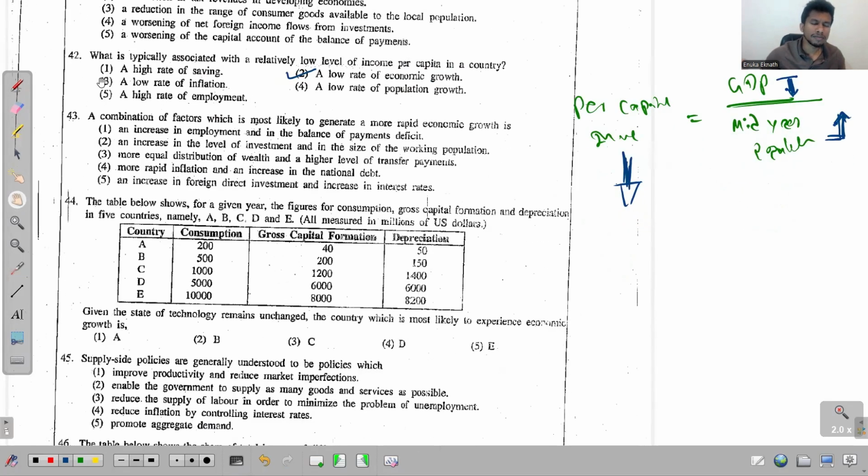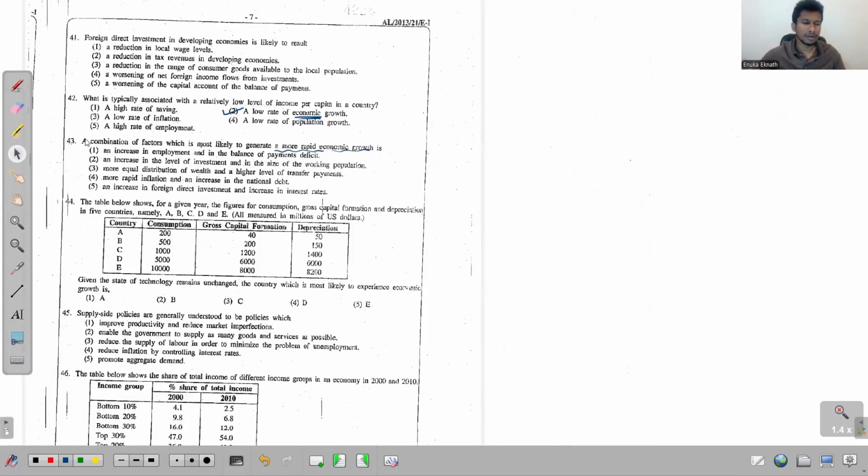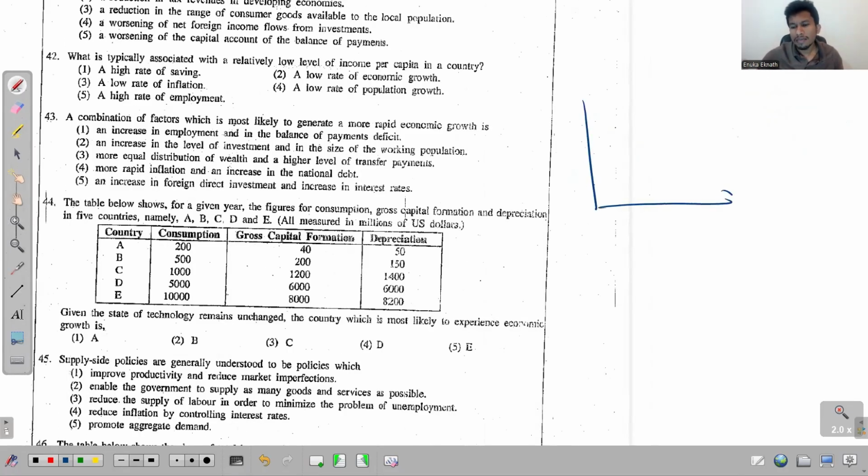All right, look at this question 43. A combination of factors which is most likely to generate more rapid economic growth is. So once again, how do we define economic growth? Think and tell me. As I mentioned earlier, a continuous increase in the productive capacity, or a continuous rightward shift of the PPC, we recognize as economic growth.